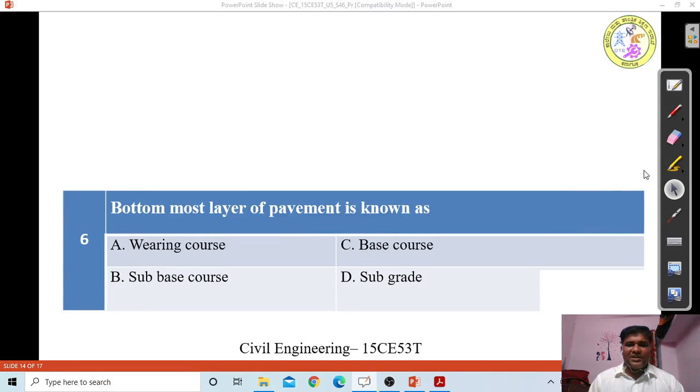The bottommost layer of pavement is known as: A, wearing course; B, subbase course; C, base course; or D, subgrade. The right answer is D, subgrade, which is the bottommost layer of the road.